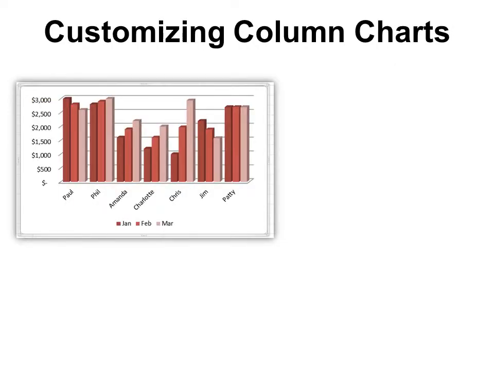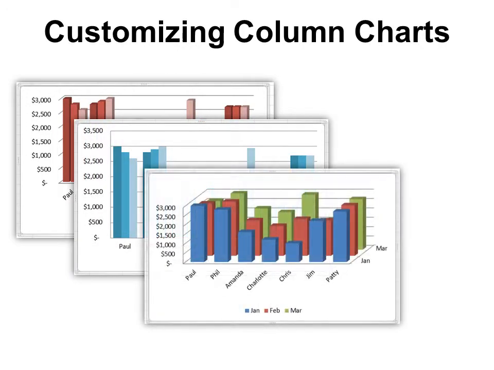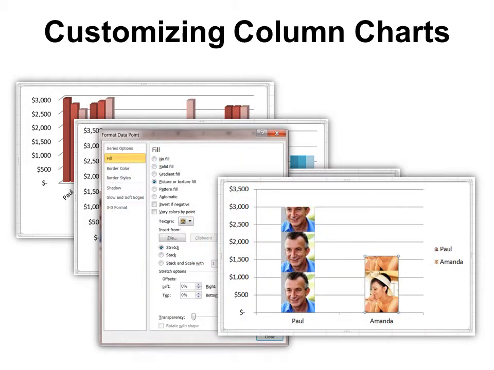You can also customize your column charts with color, and you can even make it so that it has 3 dimensions. Now this is kind of fun. If you right click on a data point, you can actually go to Fill and insert the person's picture. So if you want to show a salesperson how well they're doing, you can stack it or you can stretch it. Make sure that you choose the right one. You'd probably want to stack it.